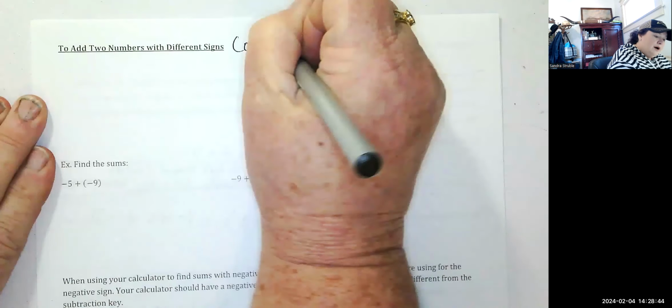Then the answer, this is the important part, well, they're all so important. The answer has the same sign as the number with the larger absolute value.